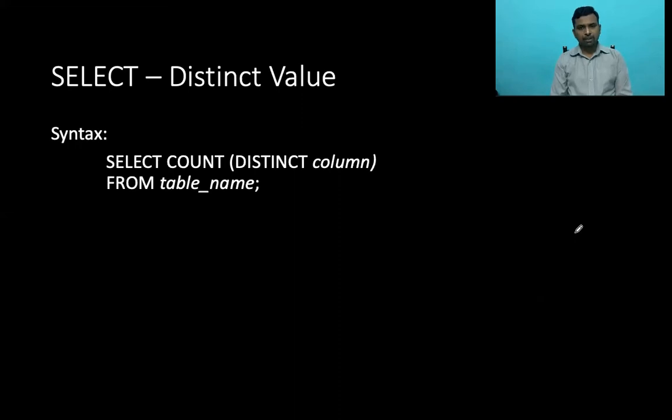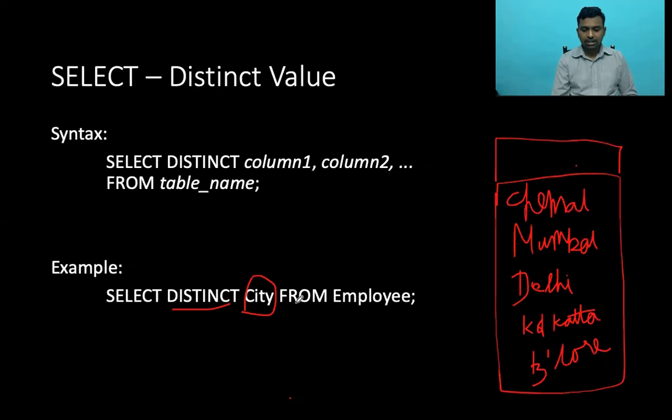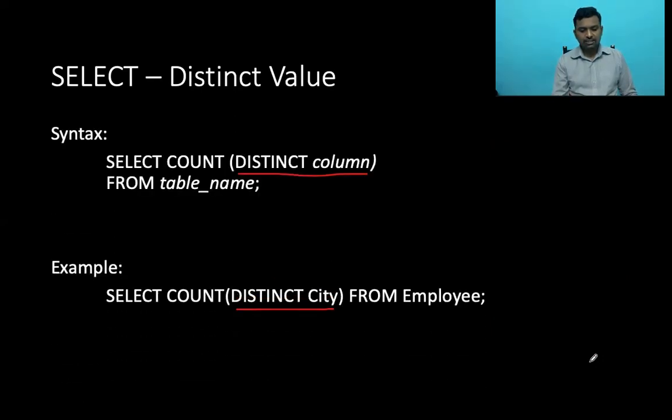Now this count function helps me in counting the number of lines provided by the thing inside my parenthesis. Now here, when I say select count distinct city, what is distinct city? Chennai, Mumbai, Delhi, Kolkata, and Bangalore are my distinct cities. How many cities? 5. When I say count of those, this will give you the output as 5.